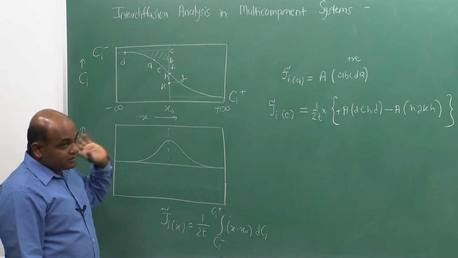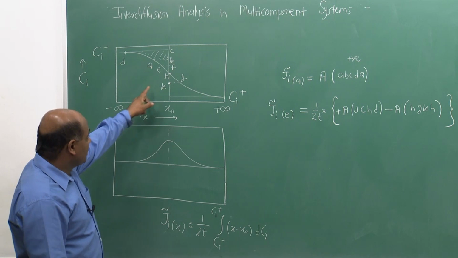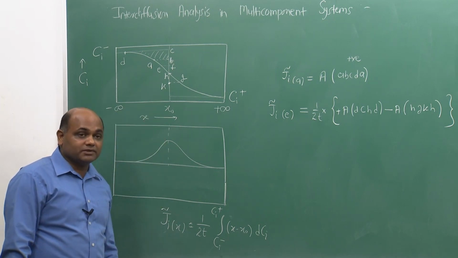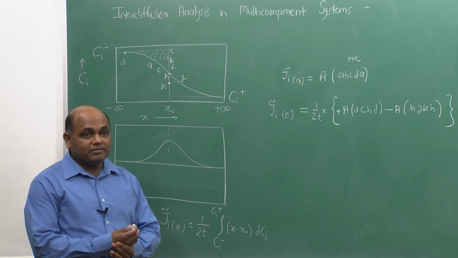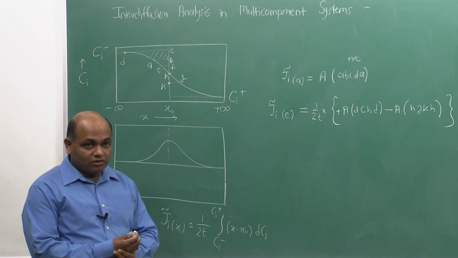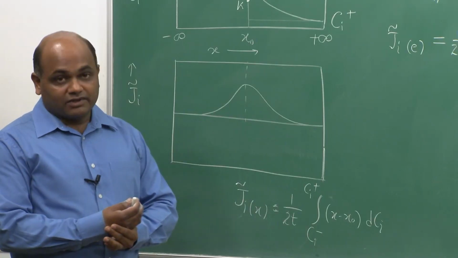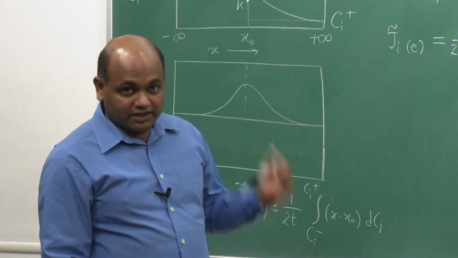Now, this is when we are considering the normal concentration profile like this, but in multicomponent systems many times there will be maxima and minima developed on the concentration profiles. So, how do we get the interdiffusion fluxes in that case, and what special features does it develop? Let us try to look at it.